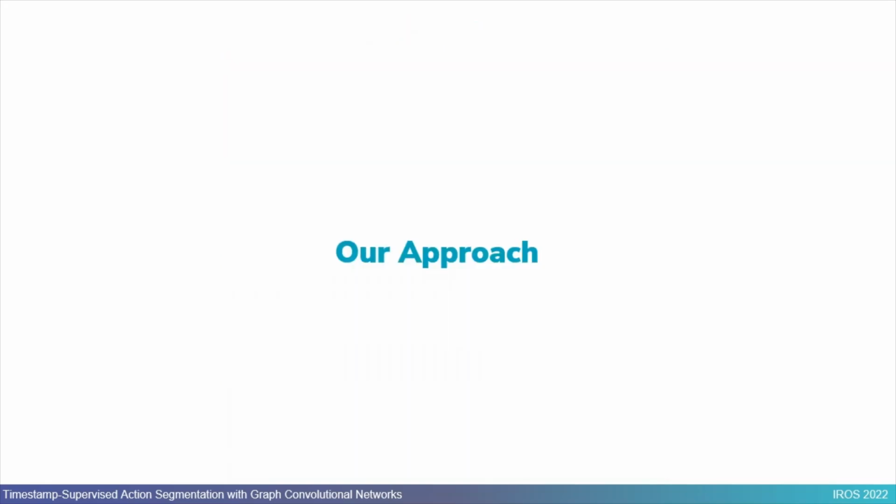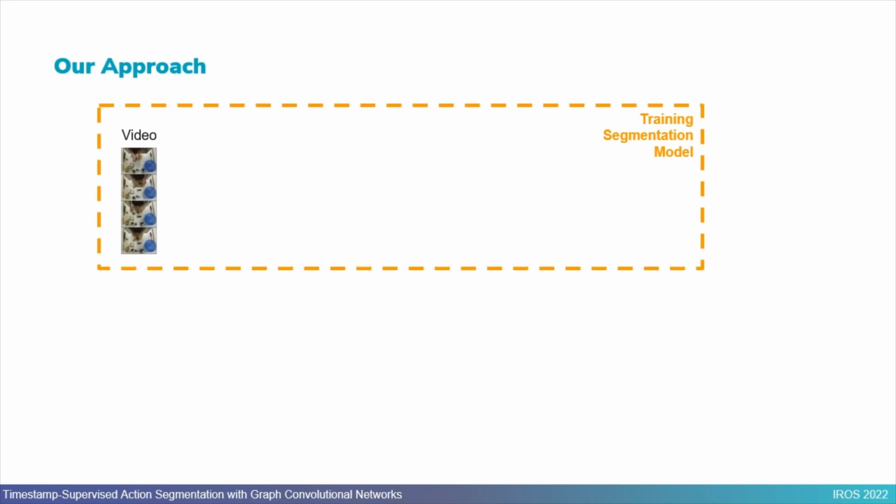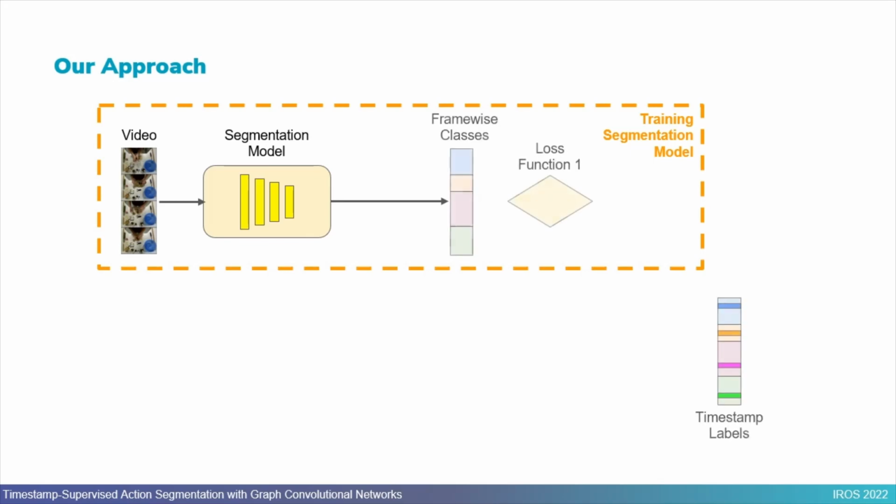Our approach is divided into two stages, the initialization stage and the refinement stage. First, we'll look at the initialization stage. We start off with a video that is passed to a segmentation model. In our case, we use MSTCN as a segmentation model. Our segmentation model is then trained using sparse timestamps as the ground truth. The initialization stage helps us to generate better frame-wise features compared to the same segmentation model with random initialization.